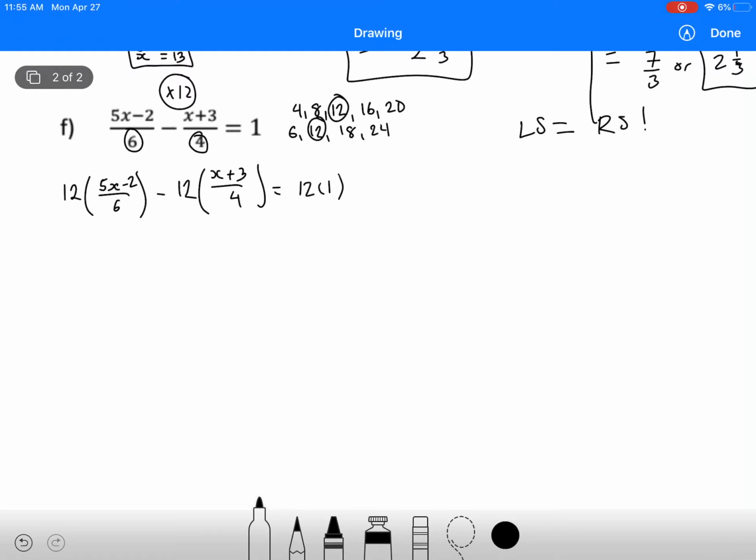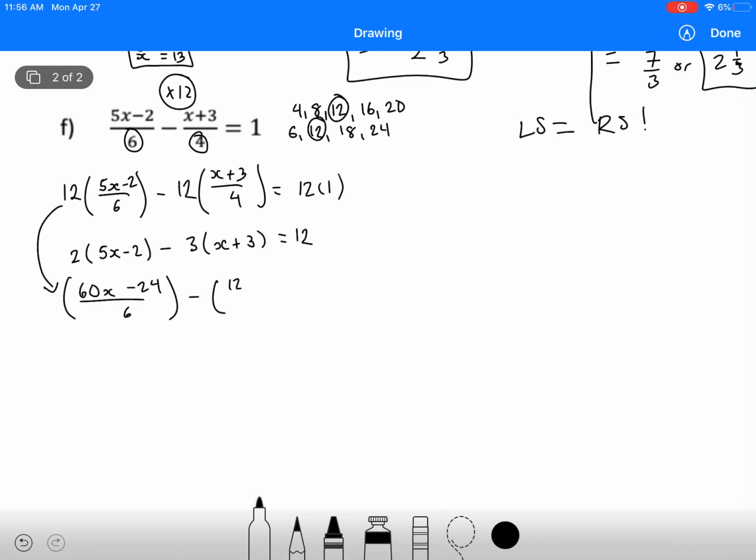If I decided to multiply first, look how big the numbers get. Again, you don't have to do it the way I'm telling you to, but this is why I highly recommend it. If I multiply the 12 into the brackets first, and then let's say you want to divide second, this is what your first line would look like. You would get 60x minus 24 over 6 minus 12x plus 36 over 4.